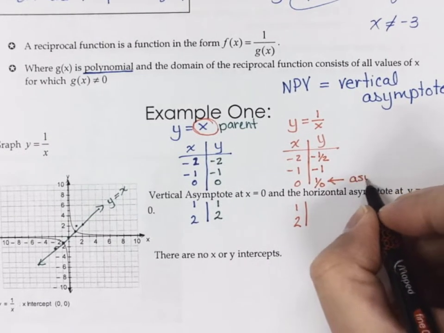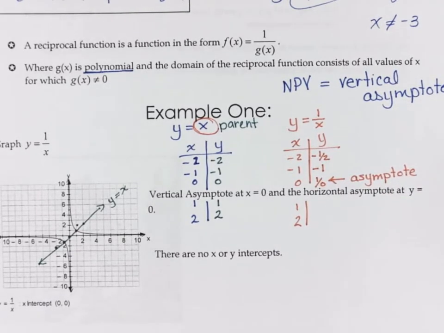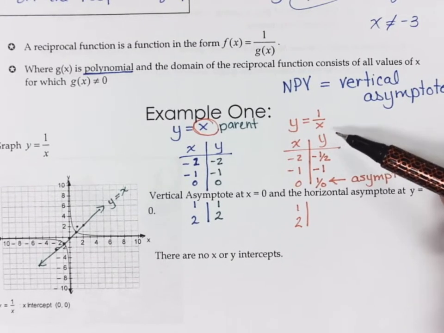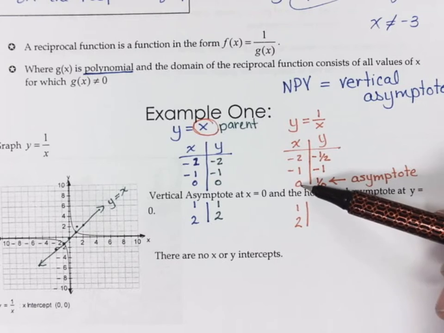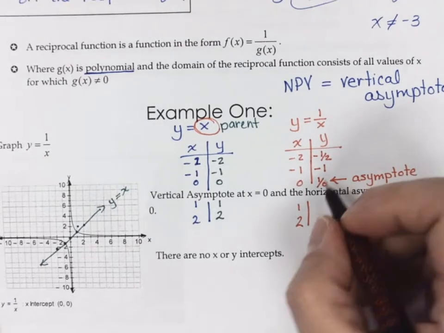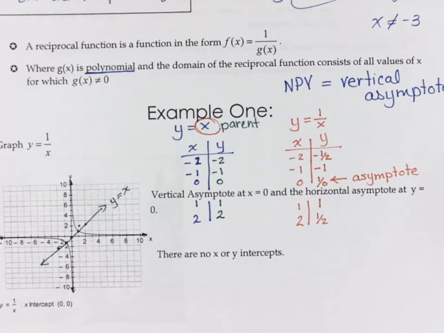This is an asymptote. So anytime we get that error, that thing that we can't figure out, that makes sense. What would be my NPV at this? x cannot equal 0, right? My NPV for this one is x cannot equal 0. When x is 0, I have an asymptote. That's pretty exciting. What about 1? 1. And what about 2? 1/2. Okay, so what you guys just found was an asymptote.